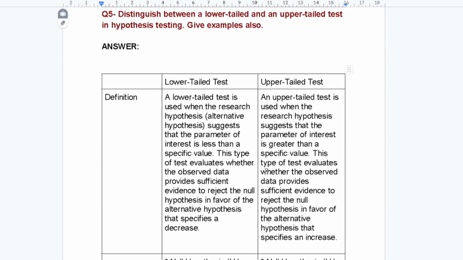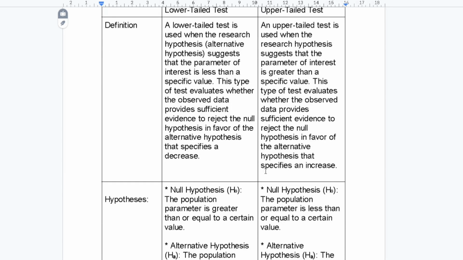So a lower tail test is used when the research hypothesis, the alternative hypothesis, suggests that the parameter of interest is less than a specific value. This type of test evaluates whether observed data provides sufficient evidence to reject the null hypothesis in favor of the alternative hypothesis that specifies a decrease. An upper tail test is used when the research hypothesis suggests that the parameter of interest is greater than a specific value. This type of test evaluates whether the observed data provides sufficient evidence to reject the null hypothesis in favor of the alternative hypothesis that specifies an increase.